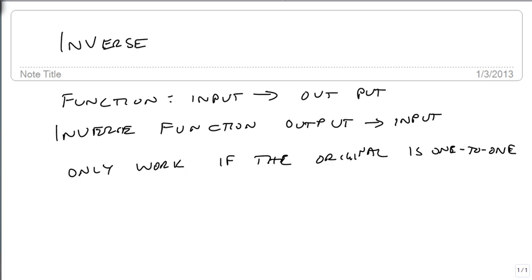And so we need to be very, very careful about what we do with our inverses. We first have to make sure it's 1-to-1. Then we just change all the inputs into outputs and all the outputs into inputs. So let's work through an example.